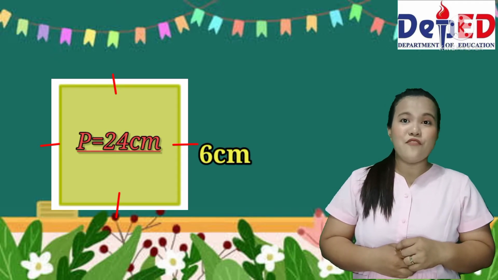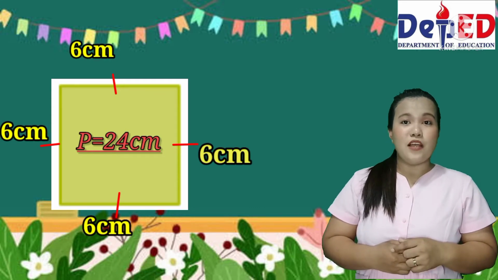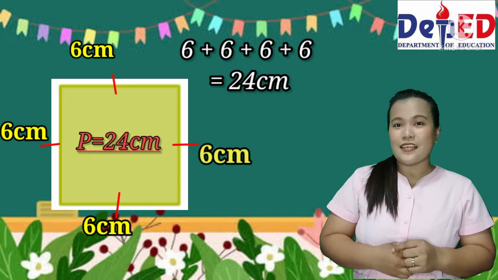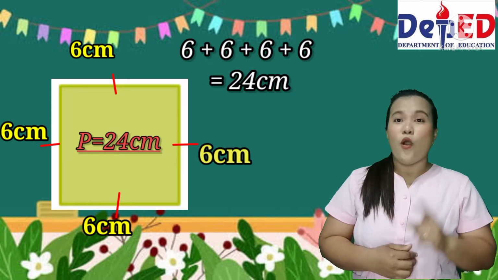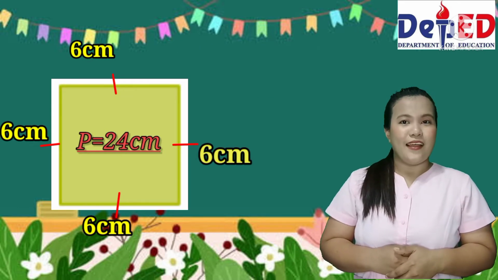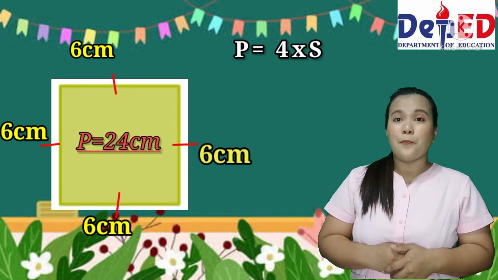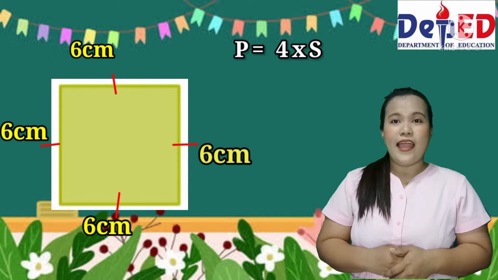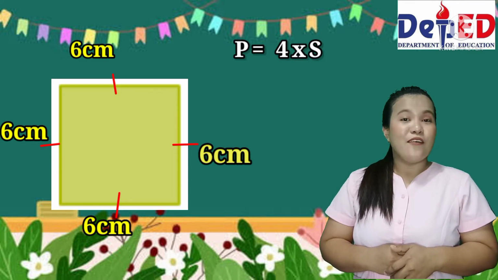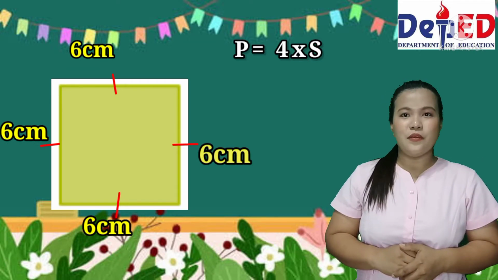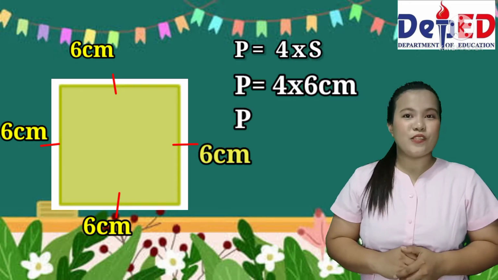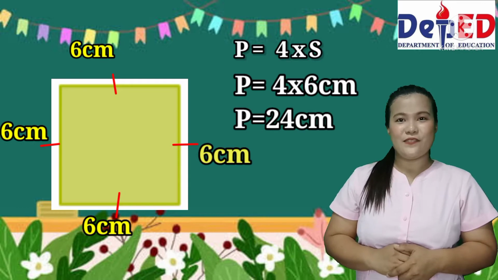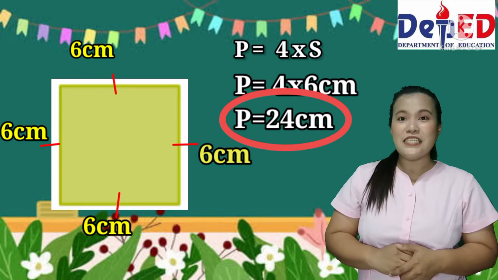So one side of the square is already given. It means all the other sides also measure 6 centimeters. So 6 plus 6 plus 6 plus 6 is equal to 24 centimeters. Or we can simply use the formula for the perimeter of the square, which is P, which stands for perimeter, is equal to 4 multiplied by S, where S stands for side and 4 stands for the number of sides. So if we substitute 6 centimeters for the side, P is equal to 4 times 6, and 4 times 6 is equal to 24 centimeters. So the perimeter of the square is 24 centimeters.